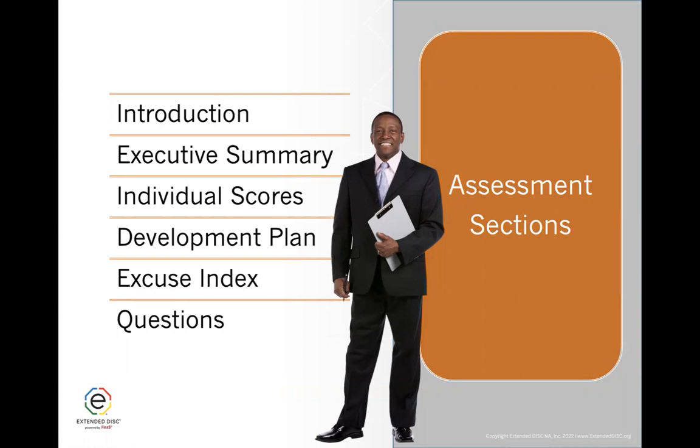The goal of exploring challenges is to find what may be impeding or slowing a person's present success. Here are the sections of the SCA report: the executive summary, the individual scores, the development plan, the excuse index, and the questions section. Let's highlight each of these sections.